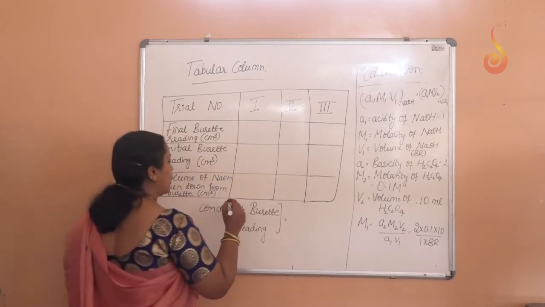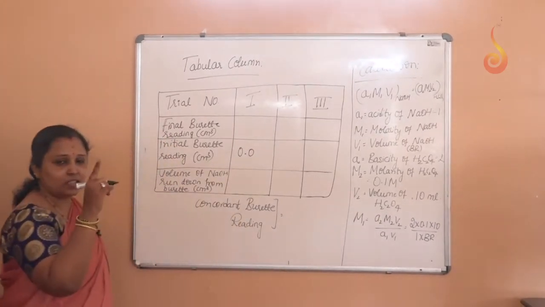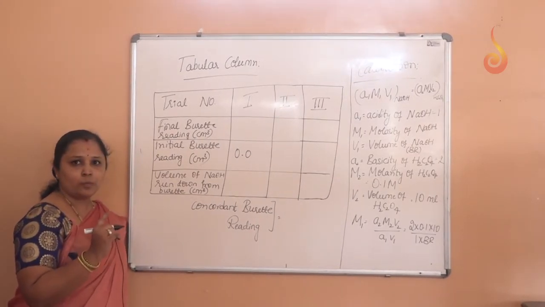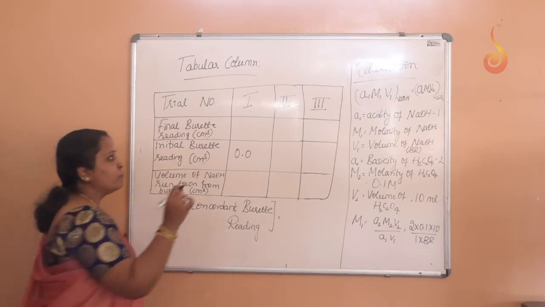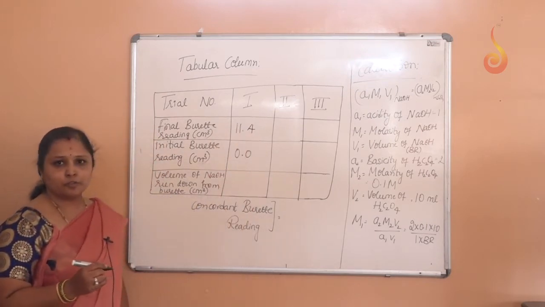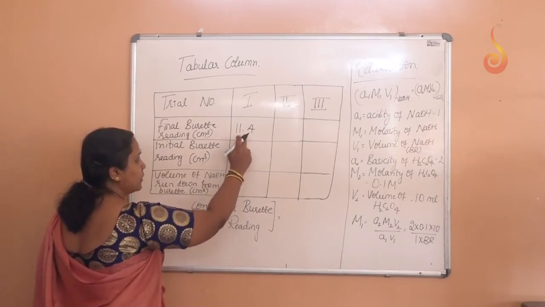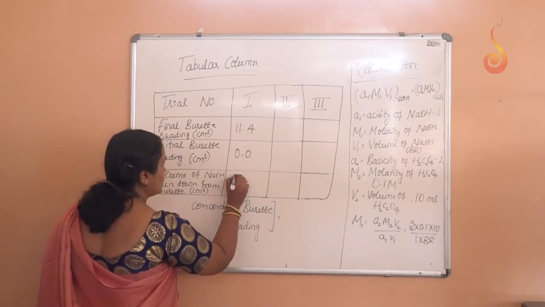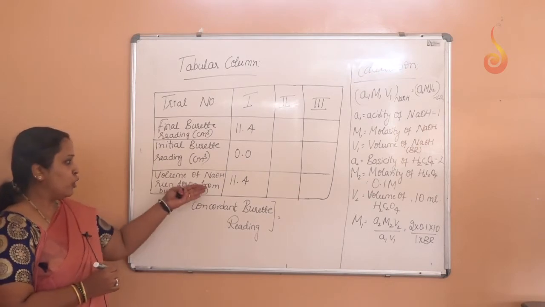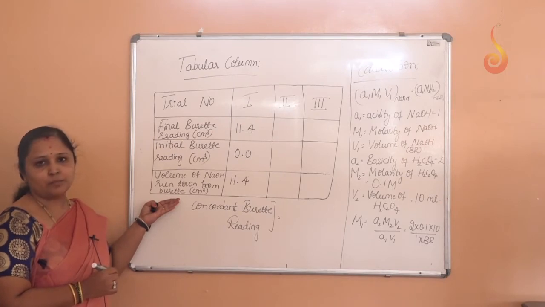So what was the initial reading we took? The initial reading was 0.0 ml when we started. We adjusted the lower meniscus to the 0 level and we started. Therefore, the initial reading is 0.0. What was the final reading? The final reading after performing the experiment came out to be 11.4. So what will be the volume of sodium hydroxide run down from the burette? We subtract these two, and we get a value of 11.4. So the volume of sodium hydroxide run down from the burette in the first trial is 11.4.